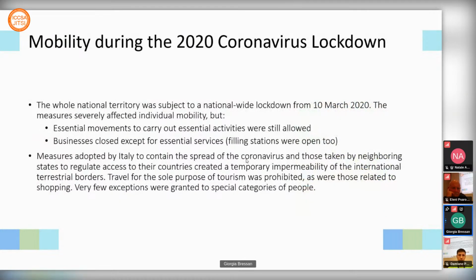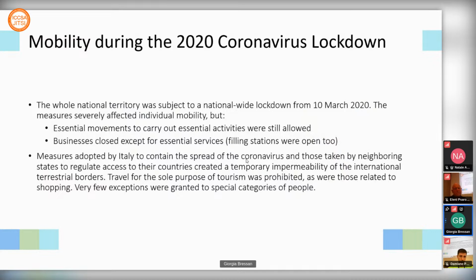And here we want to remind some features of the COVID-19 pandemic for Italy that are relevant in this contribution. That is that the national territory was subject to a nationwide lockdown, and the measure severely affected individual mobility, but first, essential movements to carry out essential activity were still allowed. And second, while in general business was closed, essential services were open, and that was the case of filling stations.